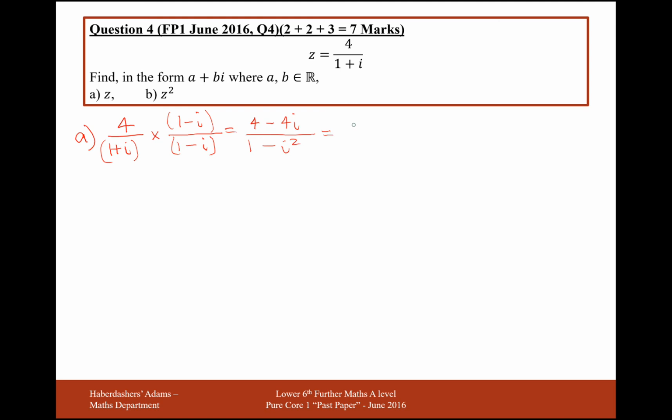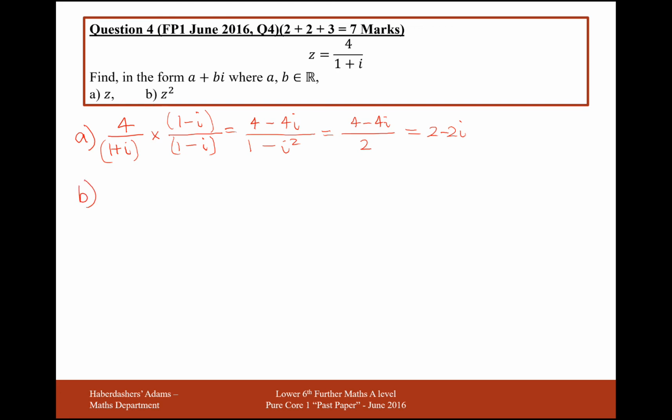From this, we're going to get 4 minus 4i on the top. On the bottom, we're going to simplify i squared. Now, from the square root of minus 1 being i, minus 1 is going to equal i squared. So if you're minusing a minus 1, you add it on. So 1 plus 1 is 2. And then we can cancel down the 2's and the 4's, so it's just 2 minus 2i. So that's the answer to part A.